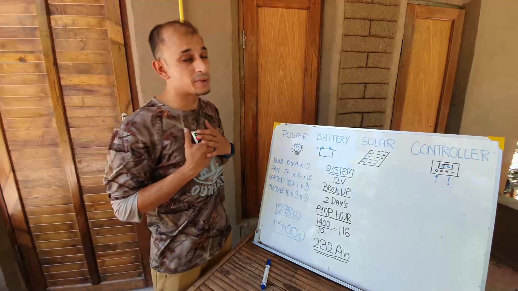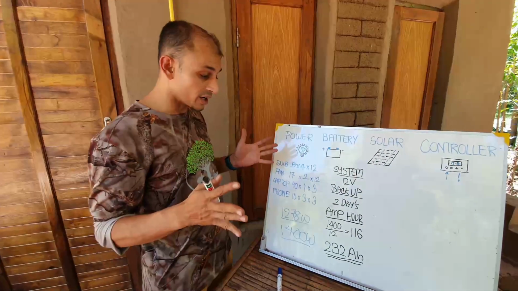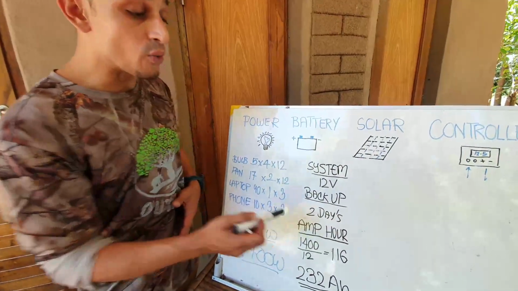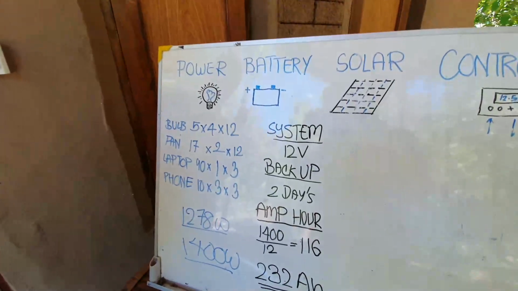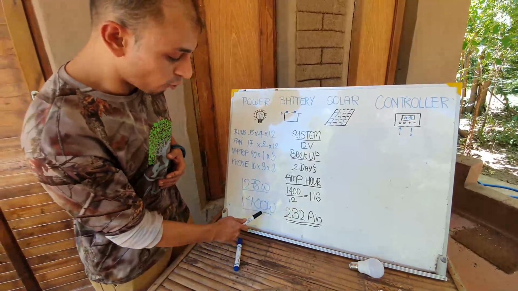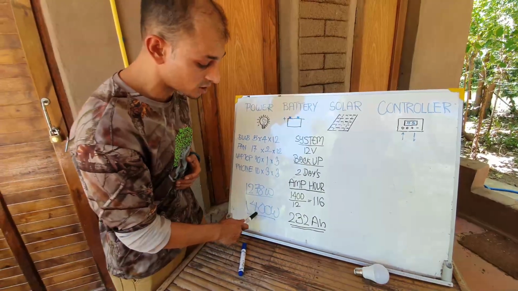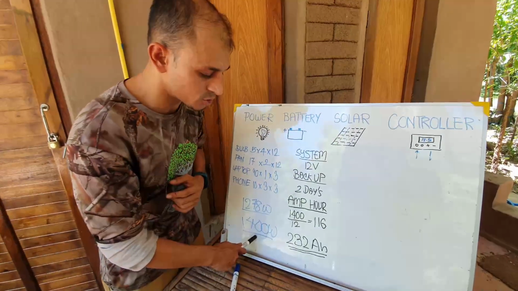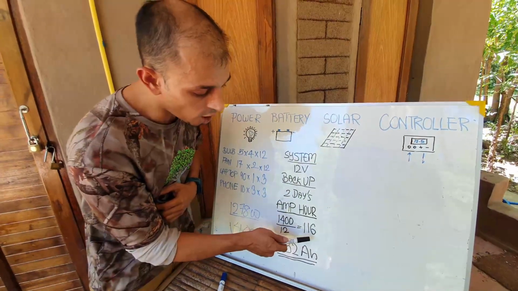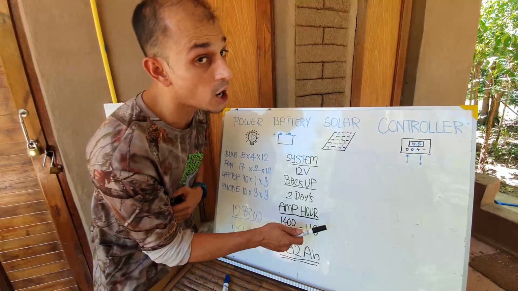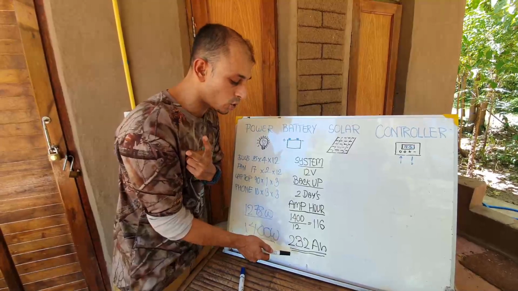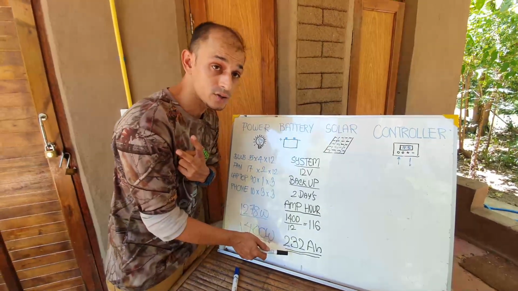Now, for us, we believe that 2 days of backup is more than enough. Now that we know what our system is and how much backup we want, we can calculate the amp hours that we're using per day simply by dividing 1400 watts, which was the maximum total power consumption in a day, by the system voltage, which is 12 volts, giving you 116 amps, or 116 amp hours. Because we want it for 2 days, that's going to be a total of 232 amp hours.